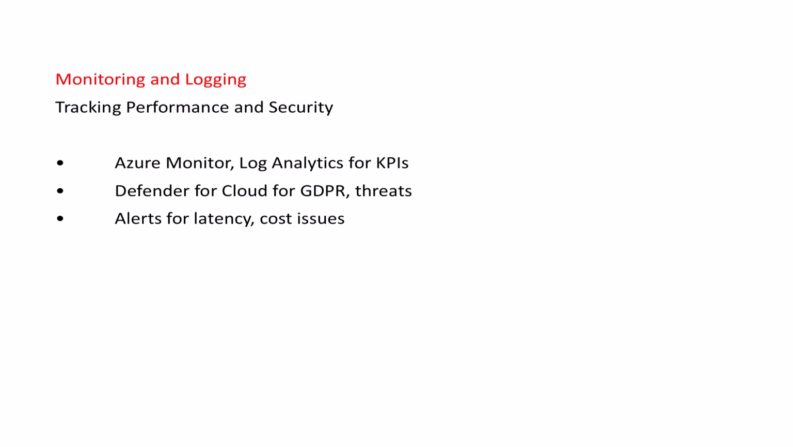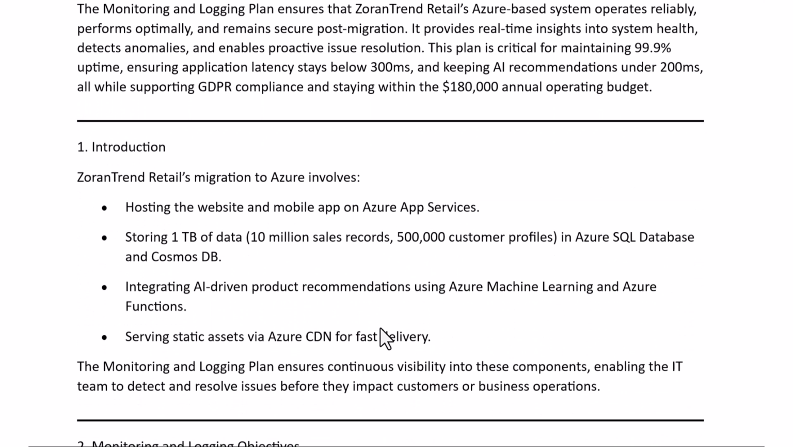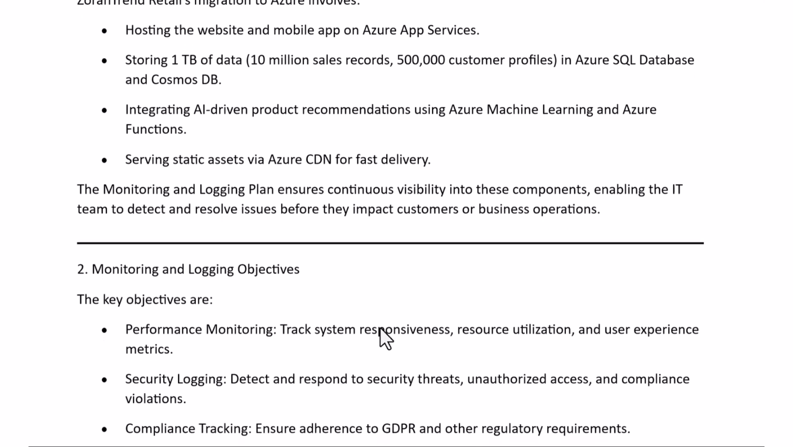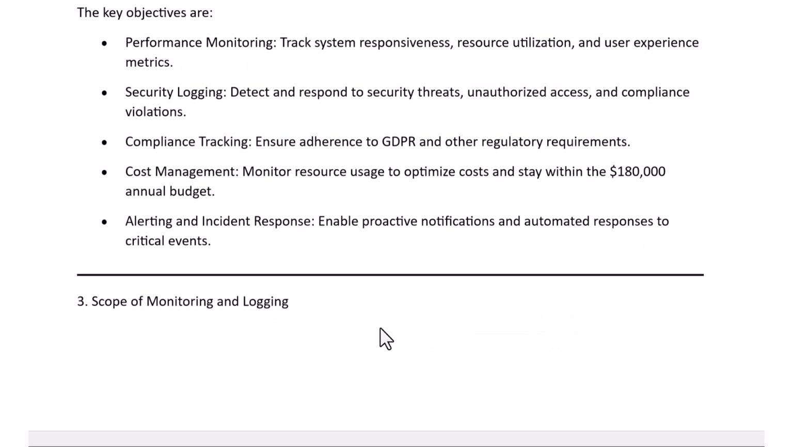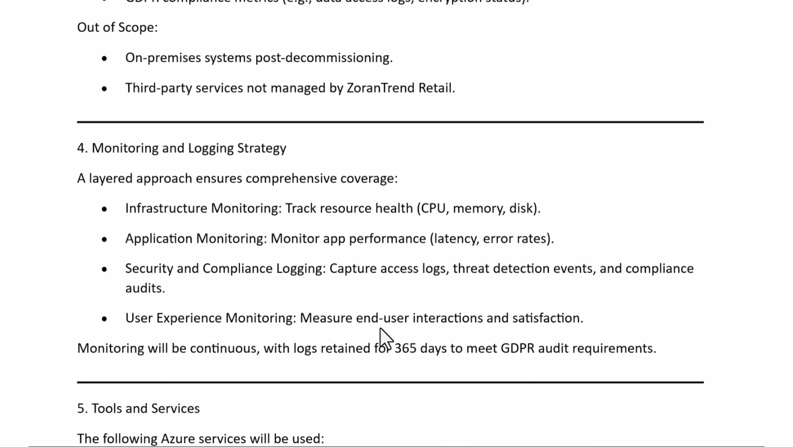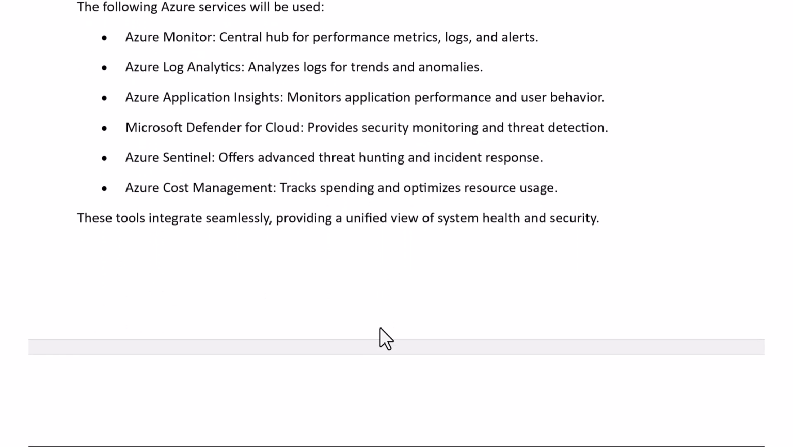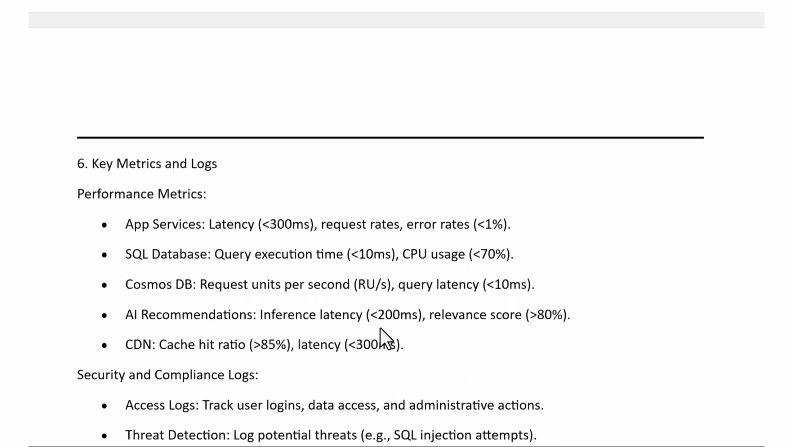Part 10. Monitoring and Logging Plan. This ensures Zoran Trend Retail's system remains fast, under 300 milliseconds, reliable, 99.9% uptime, and secure, preventing $50,000 losses from slowdowns and $250,000 from outages.